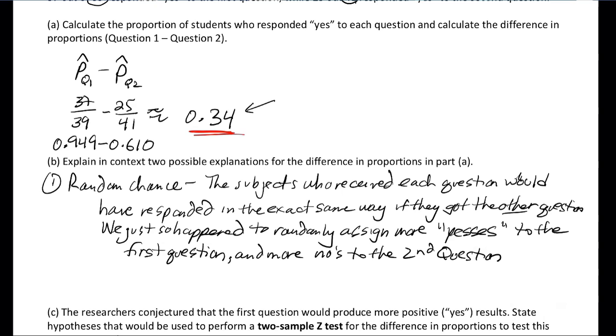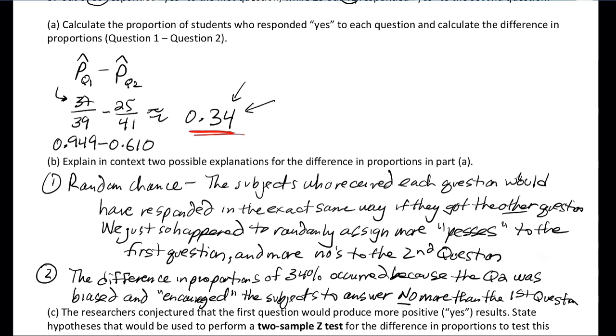So when we do a significance test, we're going to be asking how likely is a difference this large or larger just by random chance? Is it a likely explanation that you got so unlucky that so many yeses happen to be randomly assigned the first question? How likely is that? And that's what the p-value is going to tell us. The second explanation is this.